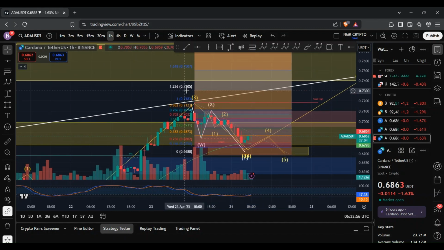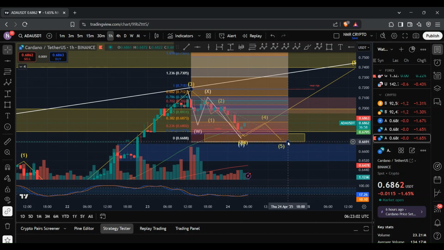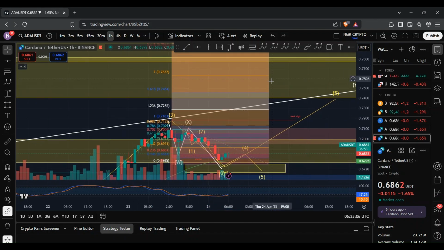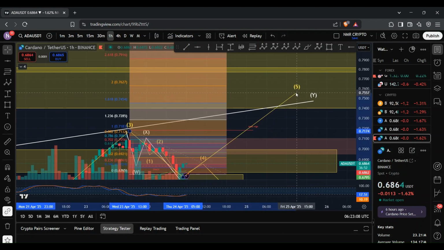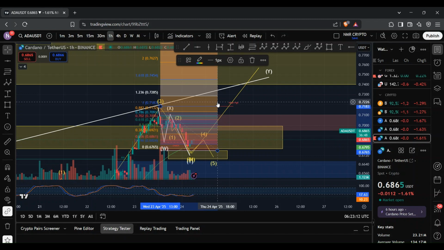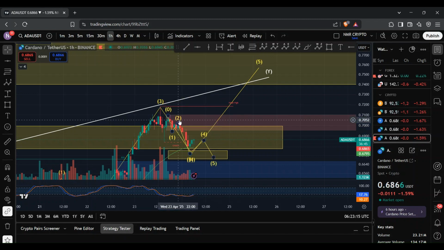And so ADA could potentially reach anywhere between 73.05 cents to 75.07 cents, assuming we hit the lower targets. Now, if we hit the upper target, we could still tap into this upper region here, which could fall in line with what I talked about in my previous video. Now, the flip side to that could be that the 5th wave is complete.